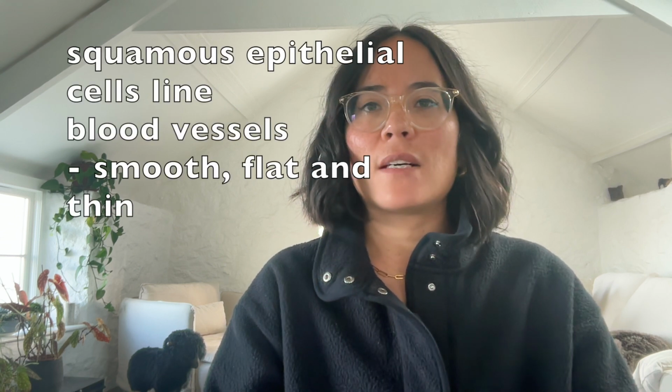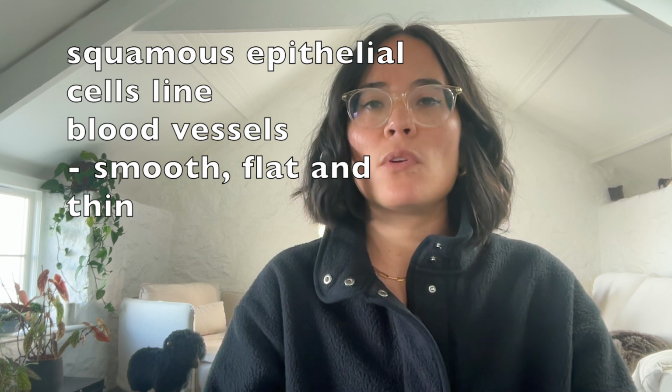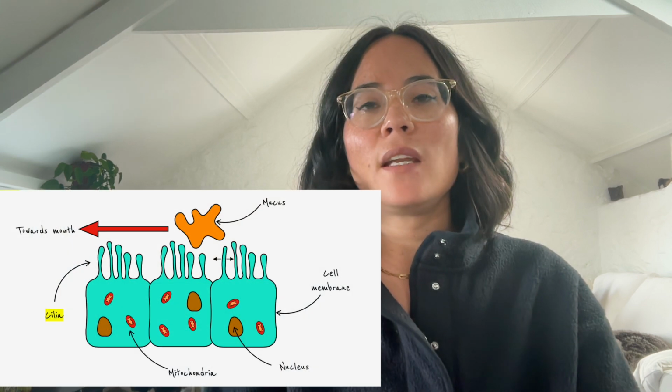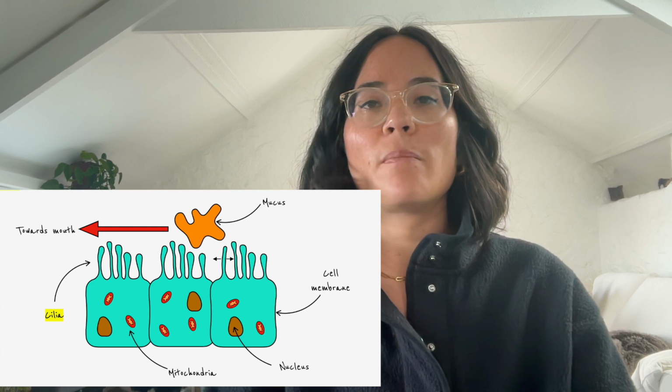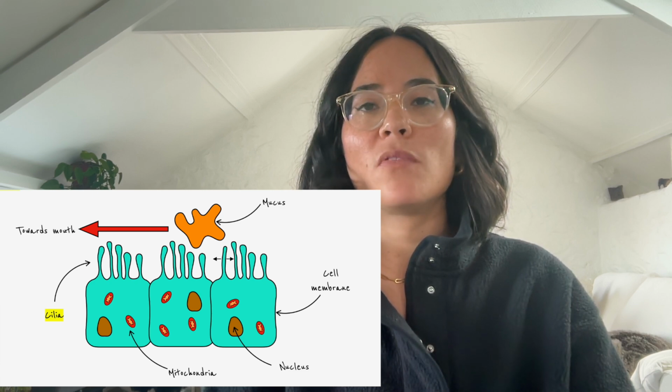Squamous epithelial cells line blood vessels. They're smooth, flat and thin, and this provides a short diffusion pathway for substances. The ciliated epithelial cells, again you may have met these before, they line the trachea. They have small hairs known as cilia which waft backwards and forwards in order to remove mucus which is laden with dust and bacteria up your trachea to your mouth where it can be swallowed and destroyed by the hydrochloric acid.